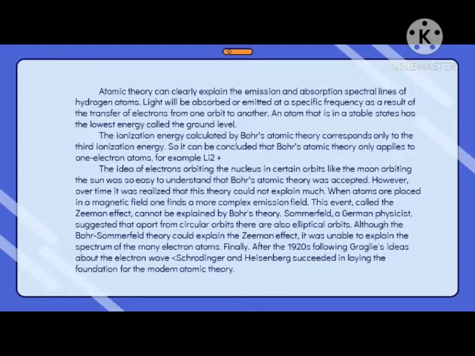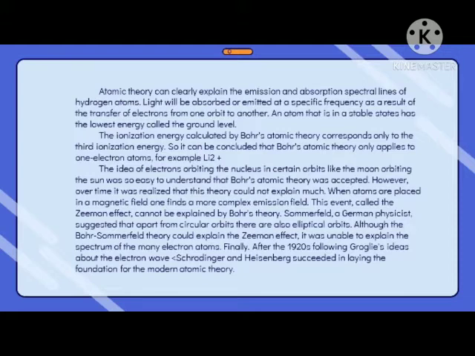When atoms are placed in a magnetic field, one finds a more complex emission spectrum. This event, called the Zeeman effect, cannot be explained by Bohr theory. Sommerfeld, a German physicist, suggested that apart from circular orbits, there are also elliptical orbits. Although the Bohr-Sommerfeld theory could explain the Zeeman effect, it was unable to explain the spectrum of many-electron atoms.